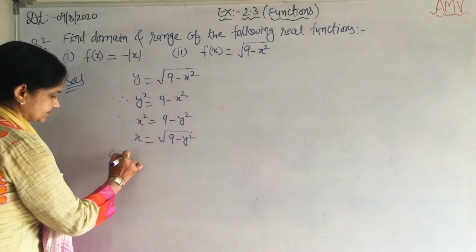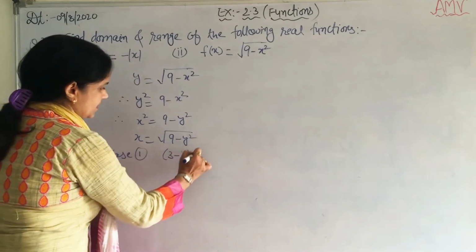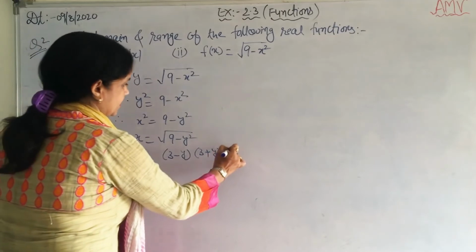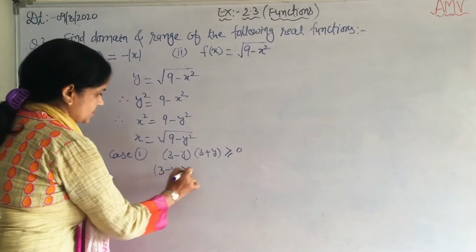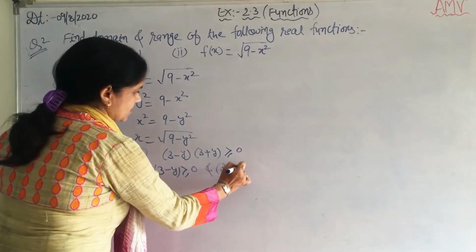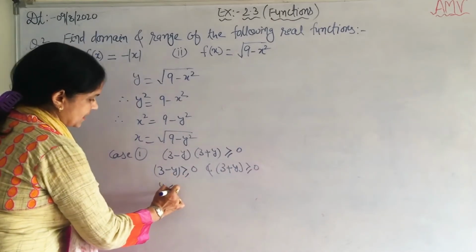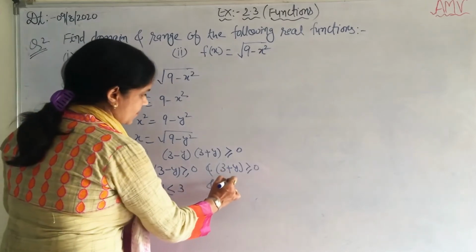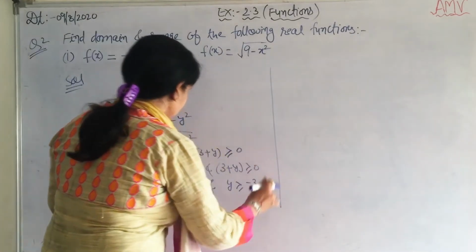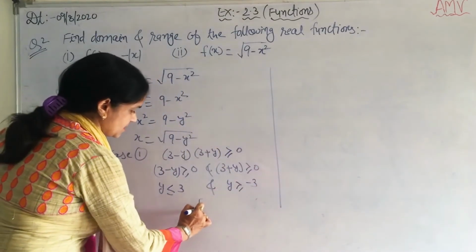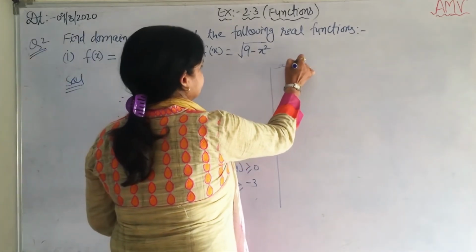Case 1, we have to take (3 minus y)(3 plus y) greater than or equal to 0. So 3 minus y greater than or equal to 0, and 3 plus y also greater than or equal to 0. From here you will get y is less than or equal to 3, and from here y is greater than or equal to minus 3. So from this we will find the range minus 3 to 3.